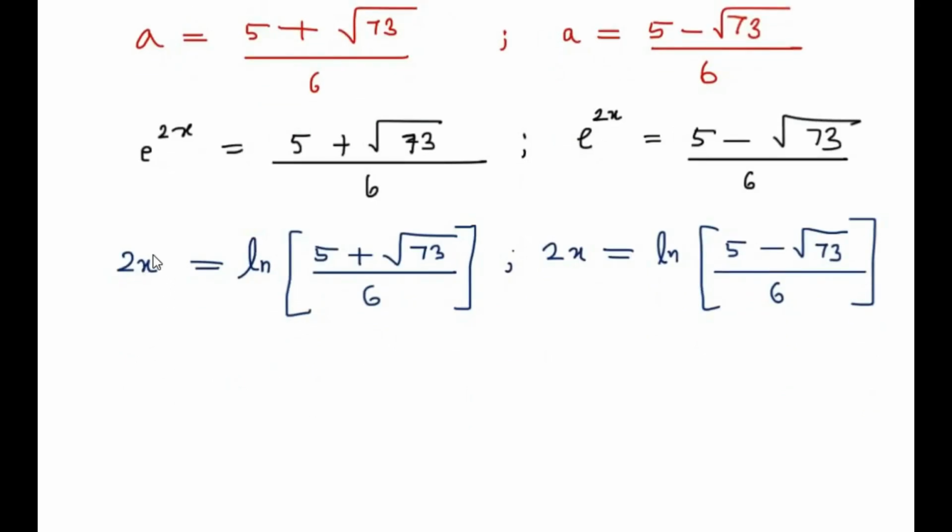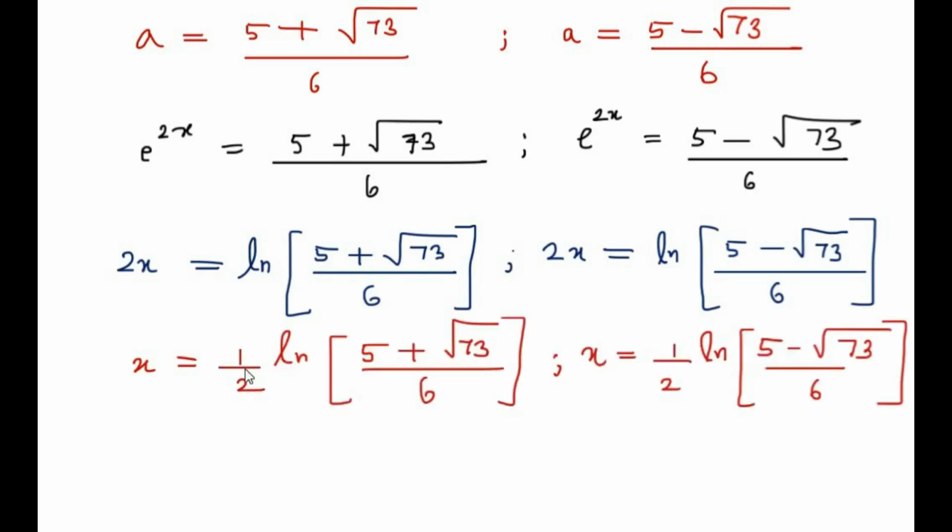Now the next step is to get the value of x. So we are going to send 2 to the other side of the equal to sign. So x will be equal to, now 2 becomes 1 over 2 and it gets multiplied with the ln function. So here we have written 1 over 2 times ln of 5 plus root of 73 divided by 6, and the same thing has been repeated over here.